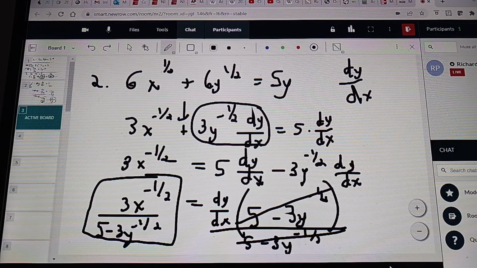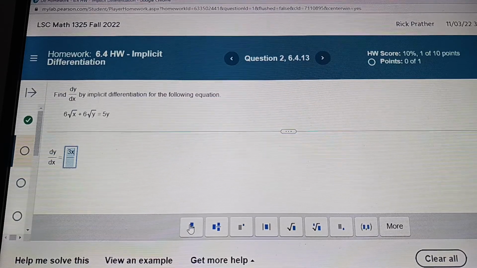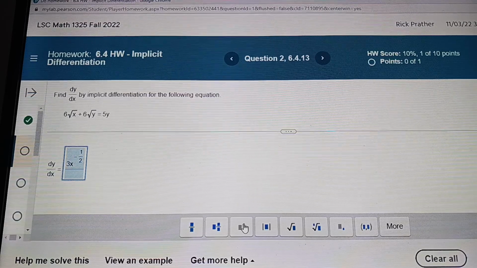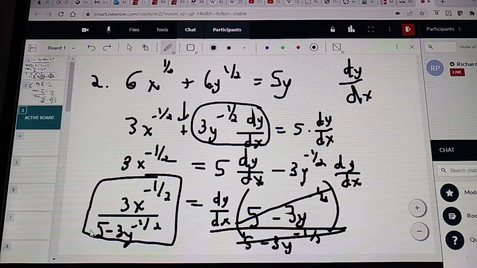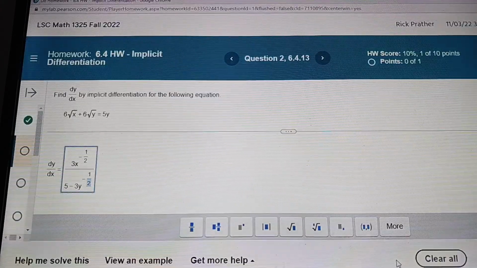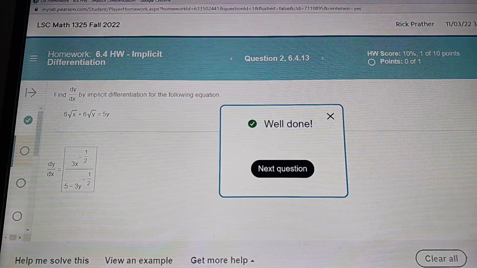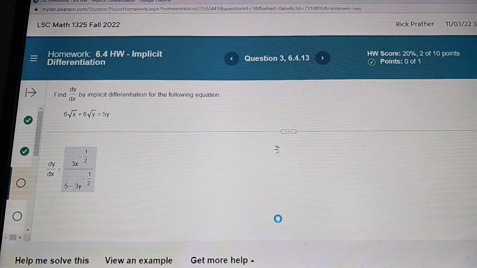So I'm going to put a fraction: 3x to the negative 1/2 for the numerator, and the bottom was 5 minus 3y to the negative 1/2. Check that. Yeah, so that's it. You could also simplify those negative exponents. You could turn them back to radicals if you wanted to, but it's a bunch of extra work that doesn't have to be done. We've seen that before in the past too.